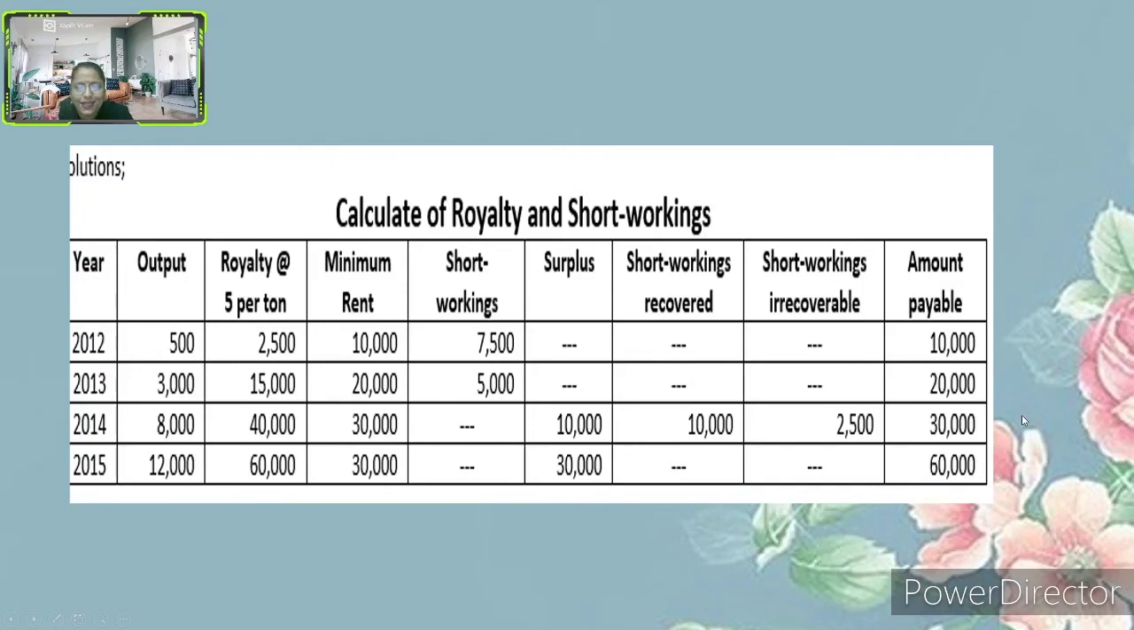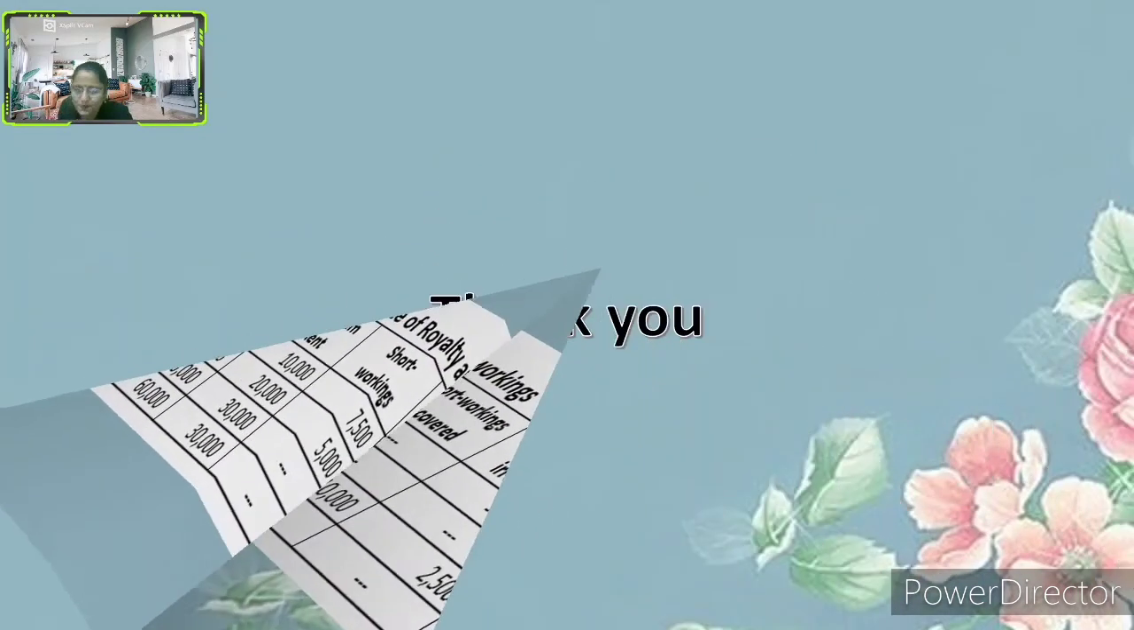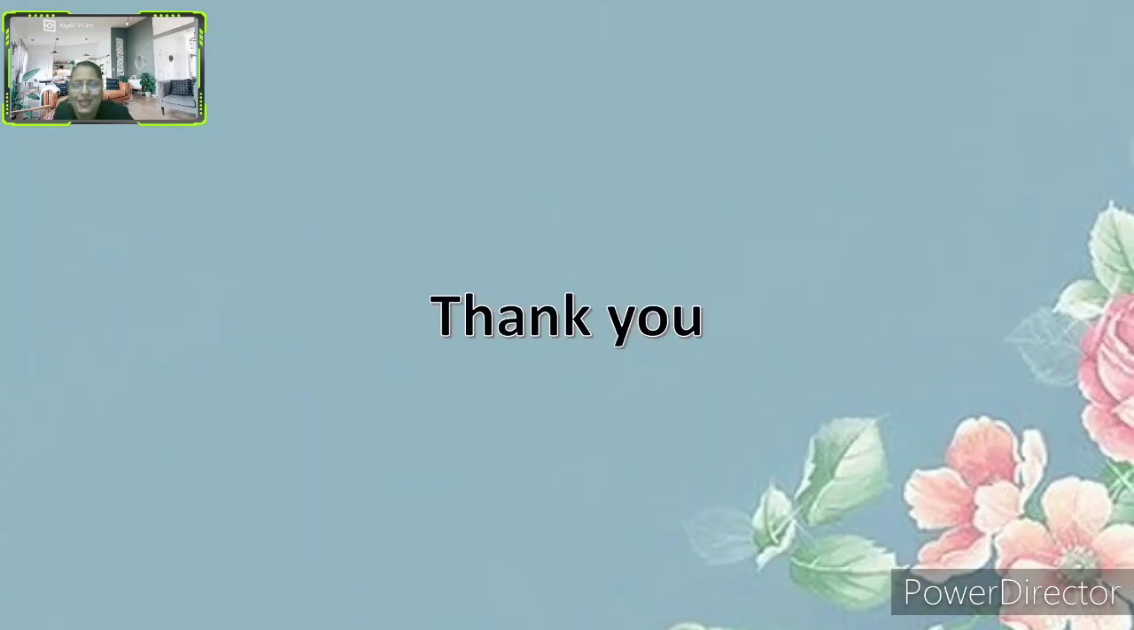I think it is very easy. You have understood. My dear students, in today's class we have understood how to calculate the royalty and the short workings, and also we have seen the 5 marks various problems. They are very simple. I think you understood my today's class.